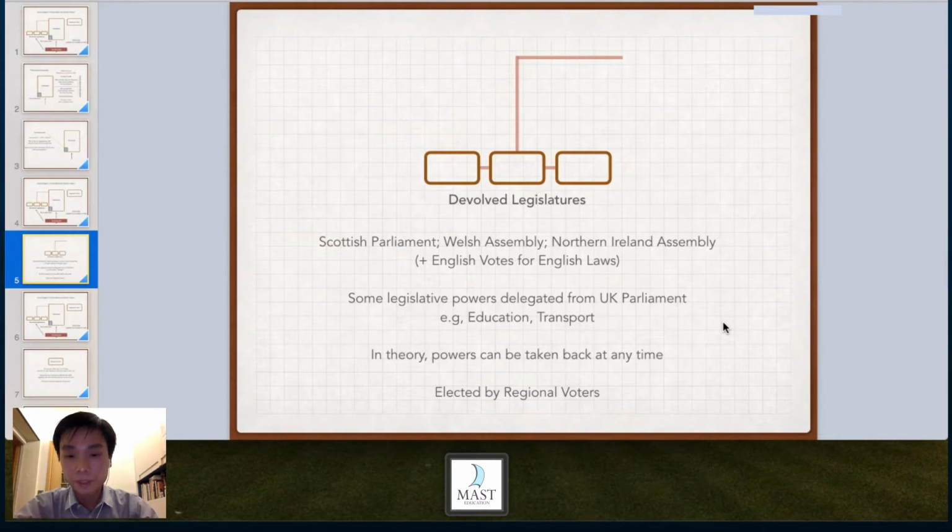But in the UK, in theory, the powers can be taken back at any time. So this doesn't violate parliamentary sovereignty. Parliament passes laws that give these powers to these legislatures. But in theory, if Parliament repeals these laws, the legislatures go away and all power goes back to the center. In practice, they probably won't do that, but in theory, they can. So Parliament is still sovereign. And these legislatures are elected by regional voters.